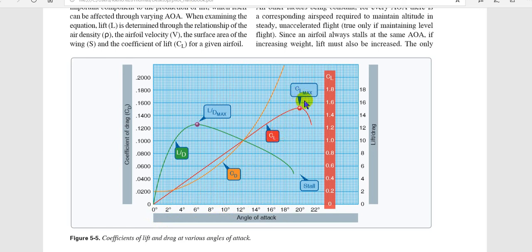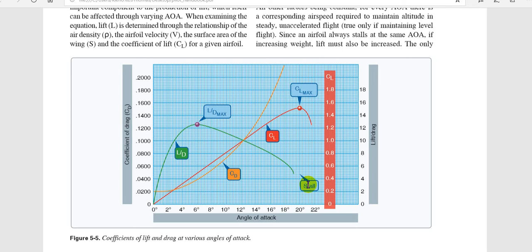And CL max just means the maximum coefficient of lift. Now for CL, we do have numbers here, 0.2, 0.4, and so the coefficient of lift is increasing as we increase angle of attack. But when we get to CL max, which is right before the stall, as we demonstrated, the wings actually stop producing lift. In order to get the lift generating again, we just have to get airflow around the wings again.